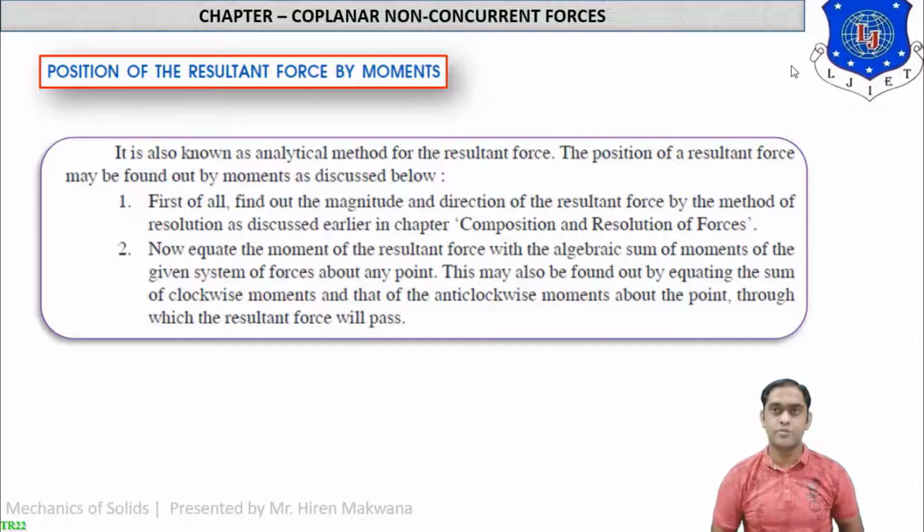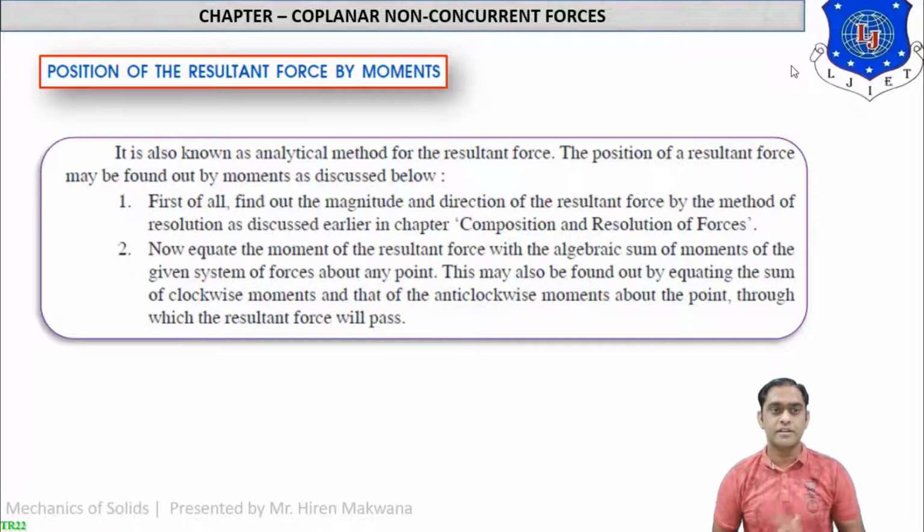Actually, we have discussed the moments. What is a moment? It is equal to force times perpendicular distance. But now, with the help of moments, if you remember Varignon's principle, according to Varignon's principle, the algebraic sum of all the moments about a certain point is equal to the moment of the resultant about the same point. So with the help of this, we are trying to locate the direction and position of the resultant for coplanar non-concurrent forces.